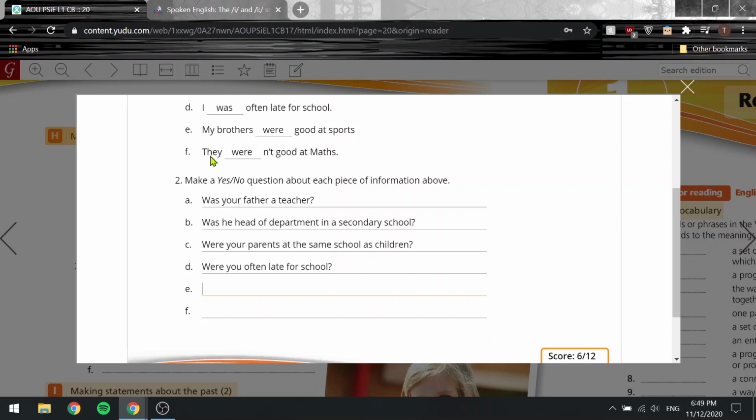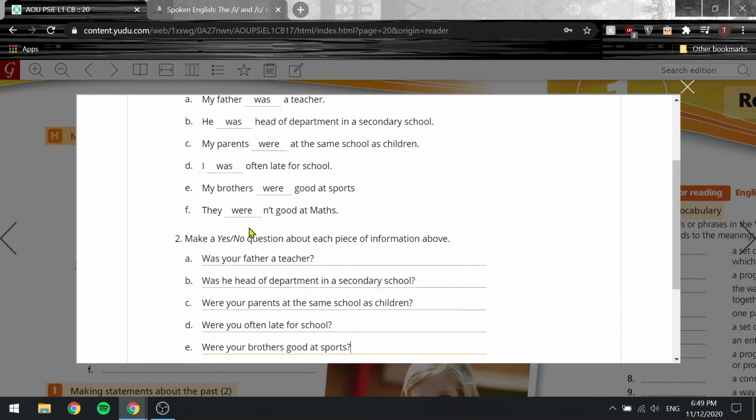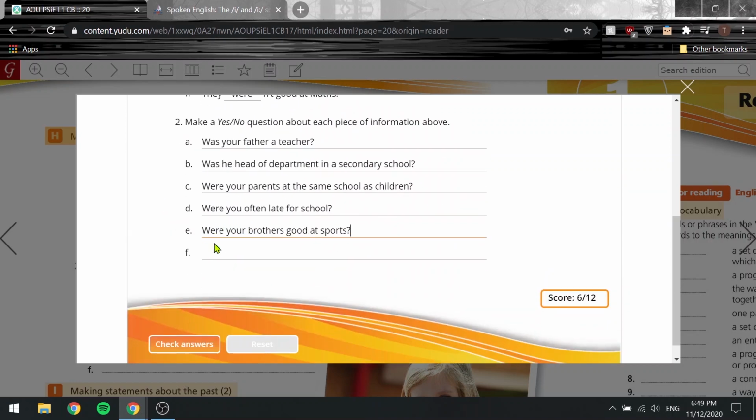And my brothers were good at sports. Were your brothers good at sports? Question mark. Were your brothers good at sports? And finally, F, they weren't good at maths. I'm asking a question, so I'll say, were they good at maths?